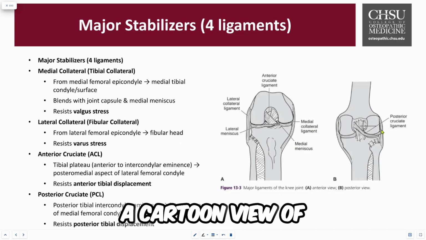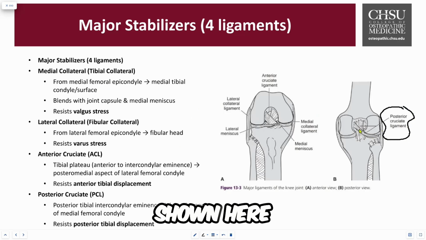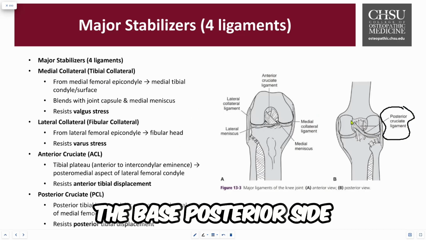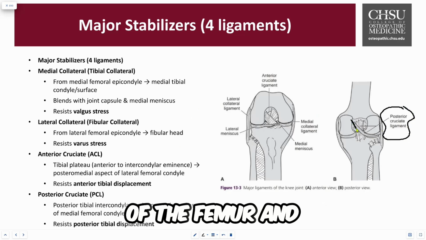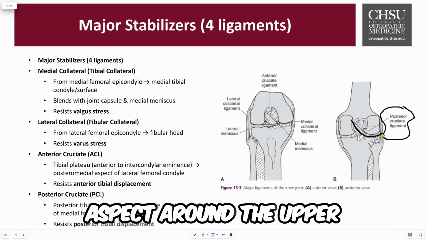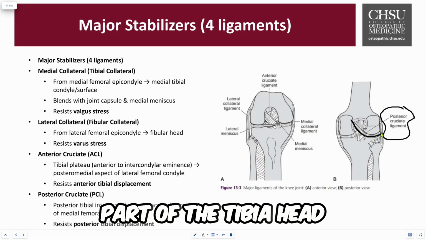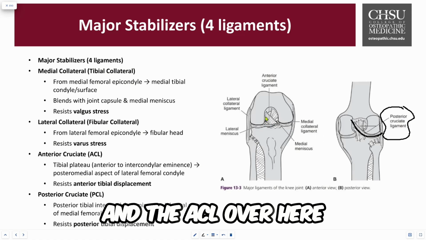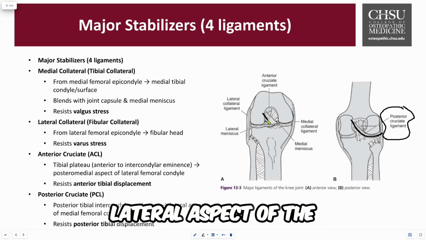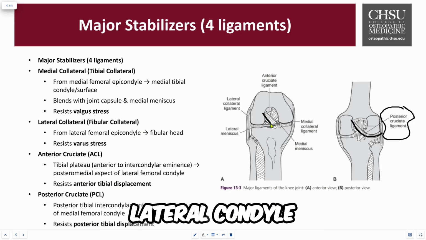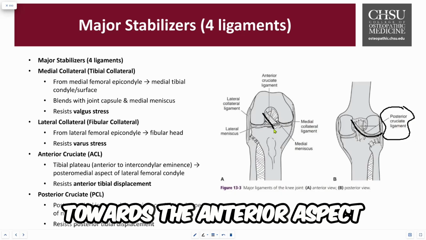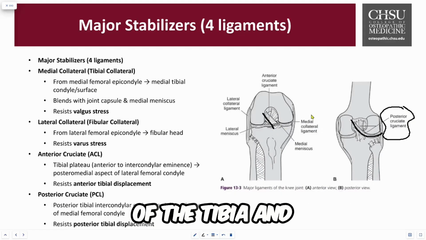On the right, a cartoon view of the PCL is shown here. So you can see it comes at the base posterior side of the femur and wraps around the medial aspect, around the upper part of the tibia head. And the ACL over here, on the lateral aspect of the lateral condyle, goes down towards the anterior aspect of the tibia and forms a cross.